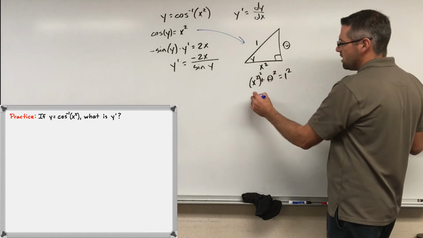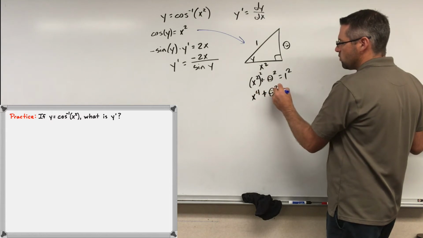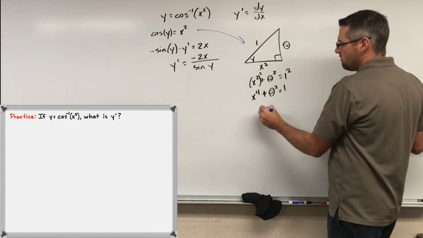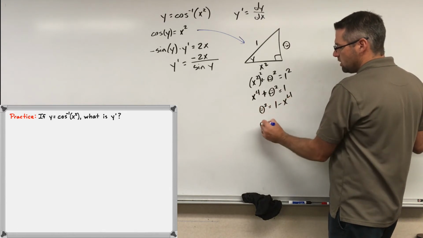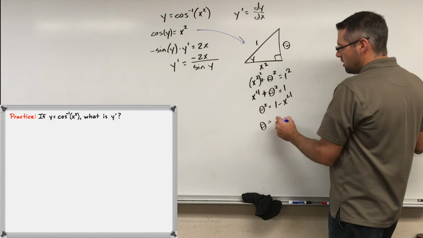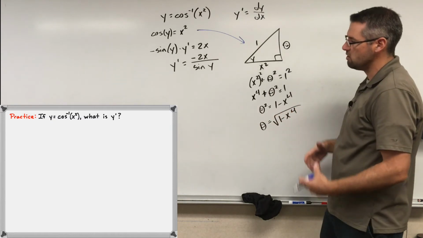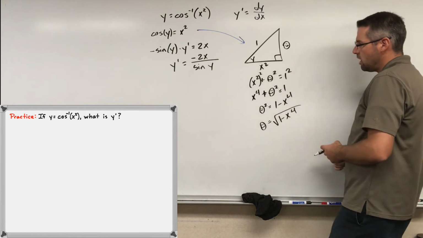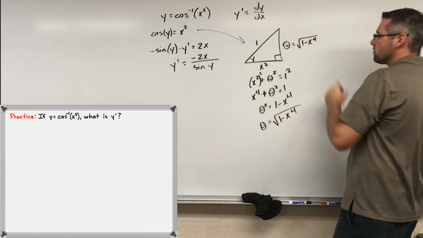And then simplifying that, you end up with x to the fourth plus happy face squared equals 1. So happy face squared equals 1 minus x to the fourth. Square root it. So you end up with radical 1 minus x to the fourth. And we're going to keep it positive because we're talking about length again. And so we got this side to be radical 1 minus x to the fourth.